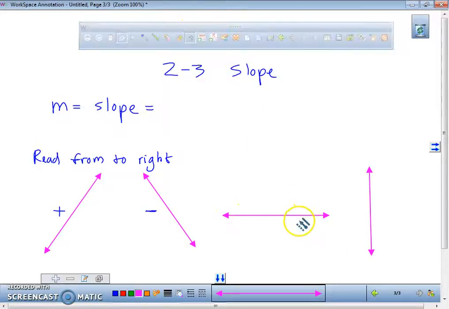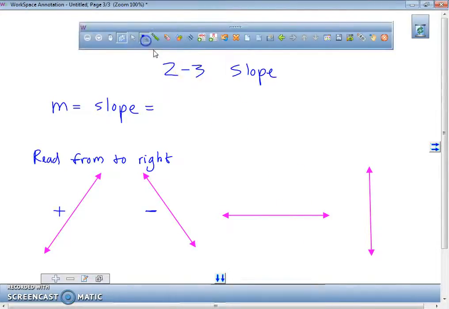Yes, it does. It has a slope. It's not going up and it's not going down. So it's a number that's neither positive nor negative. 0. That's right. So this does have a slope. Don't insult it. It does have a name. It's called 0. It's not going up or down.